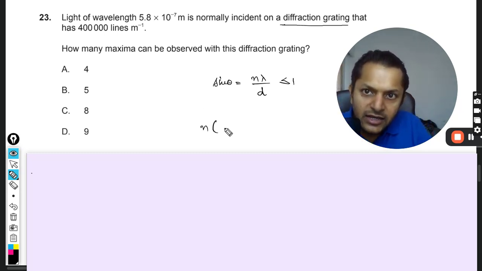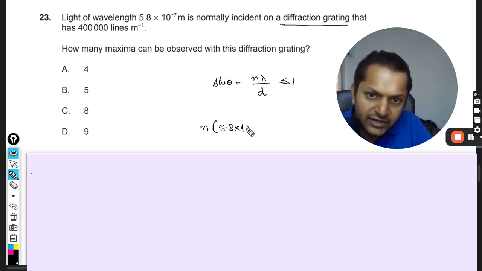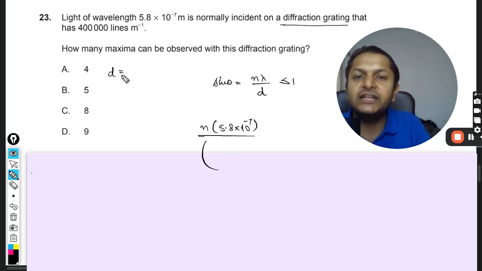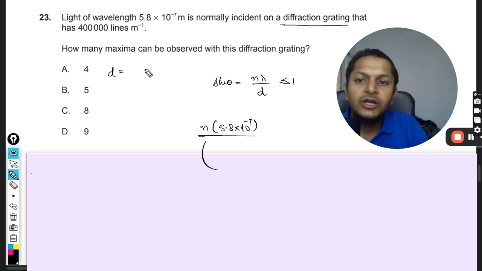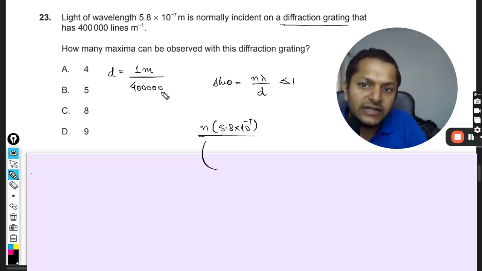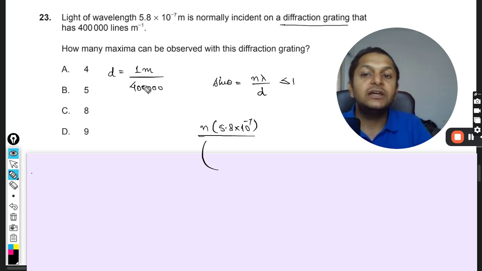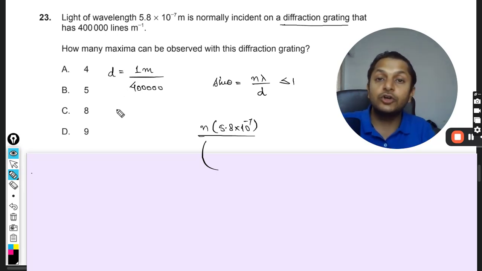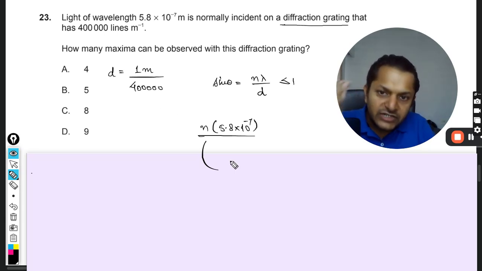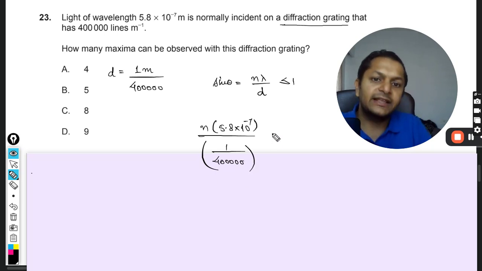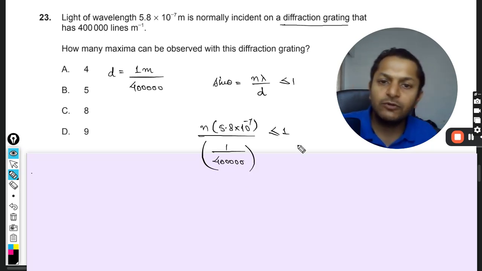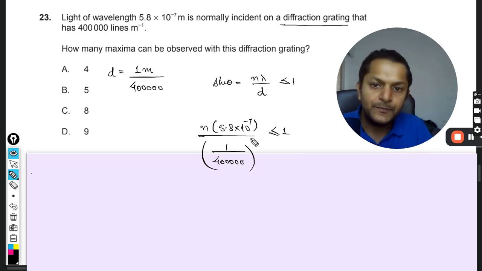So n, wavelength is 5.8 × 10 raised to the power negative 7. And d value, how are you going to find the value of d? It is not given directly, but they have given that there are 400,000 lines in 1 meter. So d value will obviously be 1 meter divided by the total number of slits, that is 400,000. That becomes the d, and the unit is still meters, so there is no multiplicative factor there. So we just plug in this value here. This value has to be less than or equal to 1. We want to comment on the value of n.